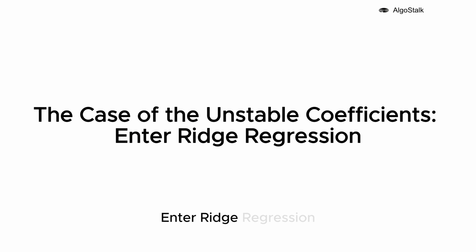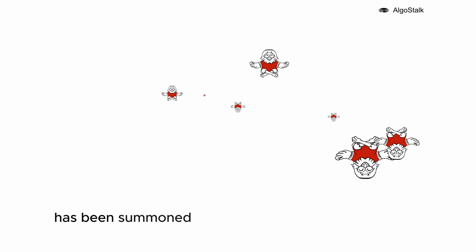The case of the unstable coefficients. Enter Ridge Regression. The detective has been summoned to investigate a case of overfitting. The model is spiraling out of control. Too many coefficients are taking extreme values, leading to unreliable predictions. The detective must tame these wild coefficients before the model collapses under its own complexity.